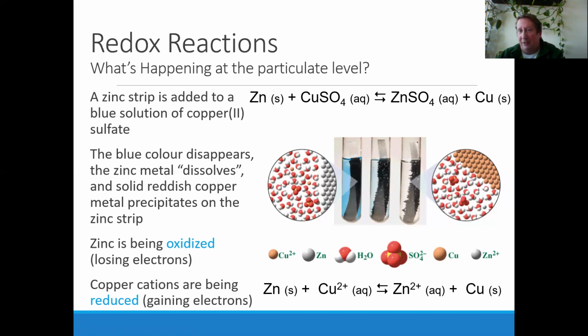Copper 2 plus reacts with zinc metal spontaneously, and a redox reaction happens. Electrons are transferred from the zinc, which was losing electrons, to the copper 2 plus, which was gaining the electrons. And then the products are formed. So whenever we have a spontaneous redox reaction like this, we can use it to create basically a battery, a device which will produce electricity that we can use.